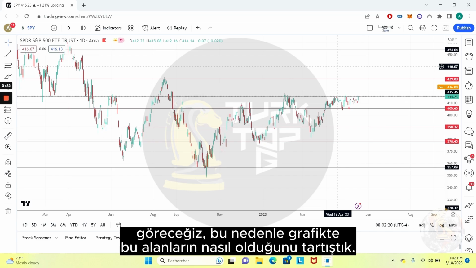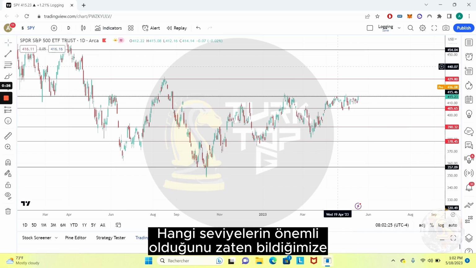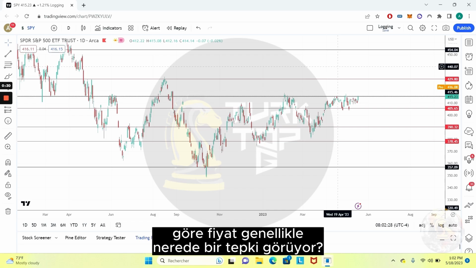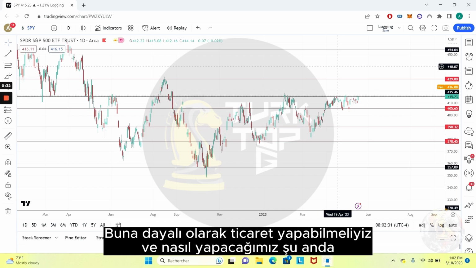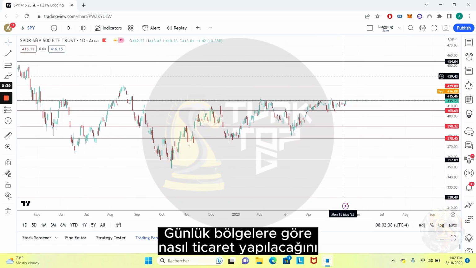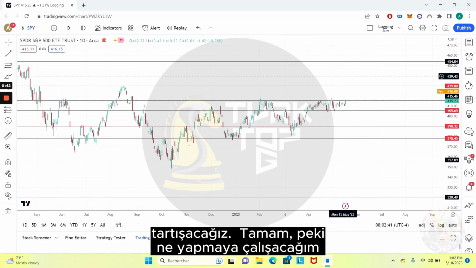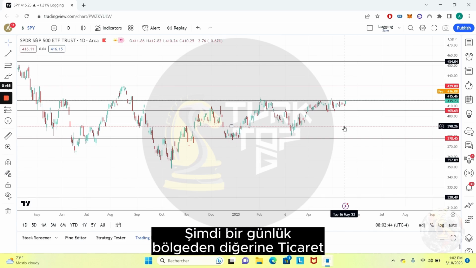So we discussed how zones are these areas on the chart where price usually sees a reaction. Now, given that we already know what levels are important, we should be able to trade based on it. Right now we're going to discuss how to trade based on daily zones, okay? So what I'm going to try to do is trade from one daily zone to the next.